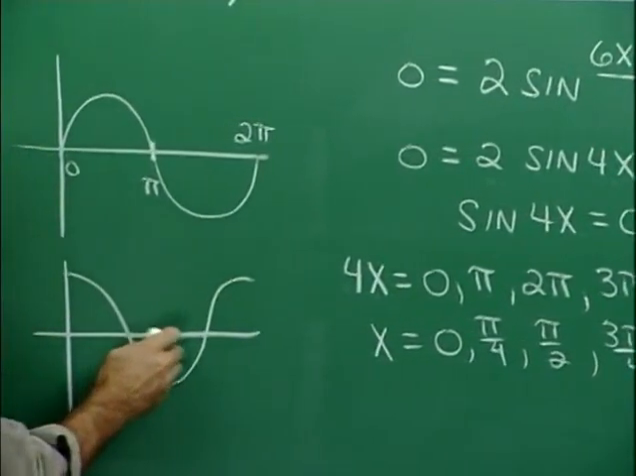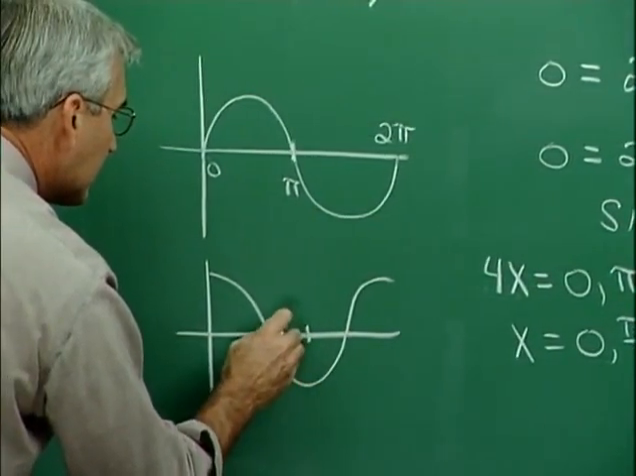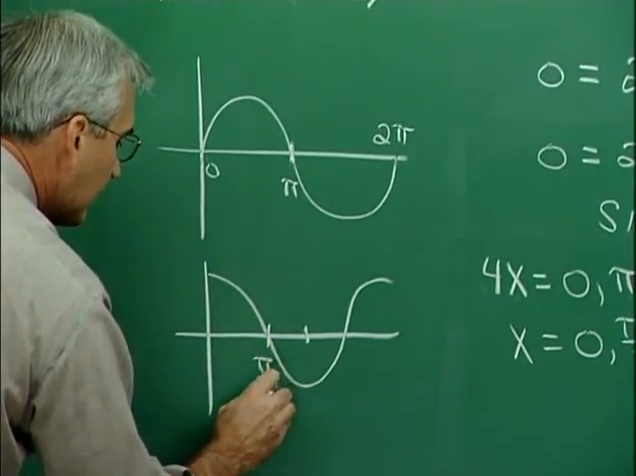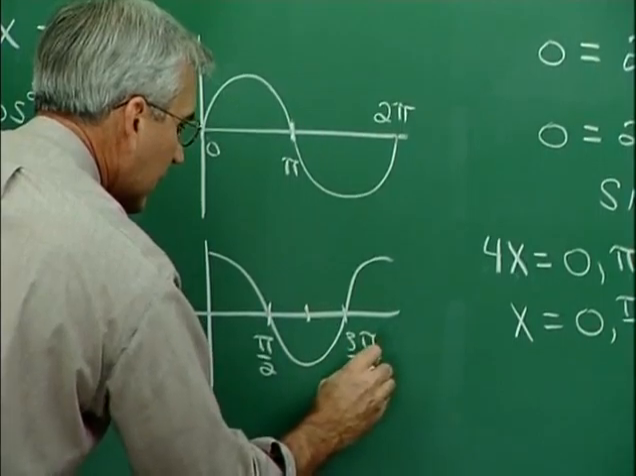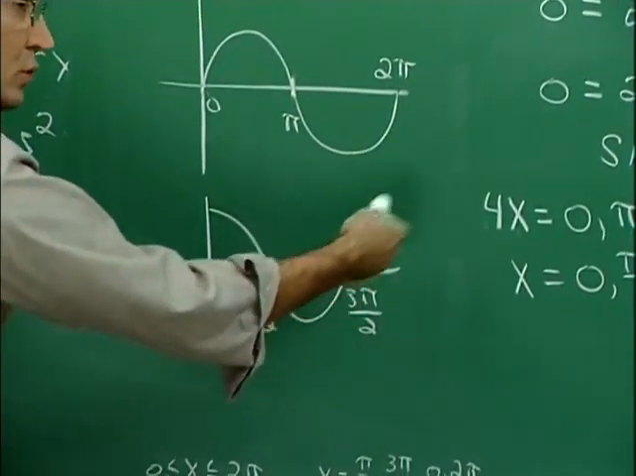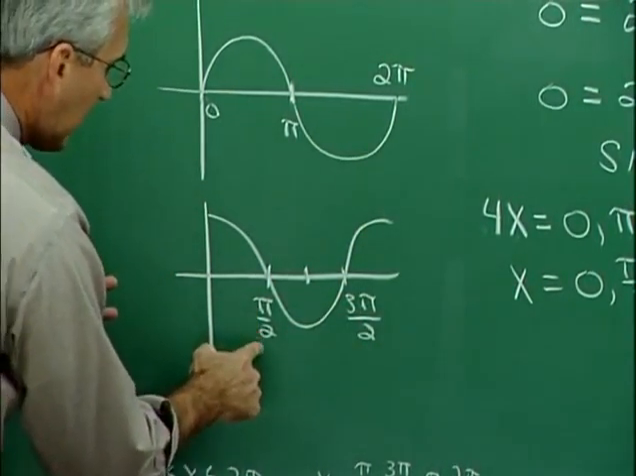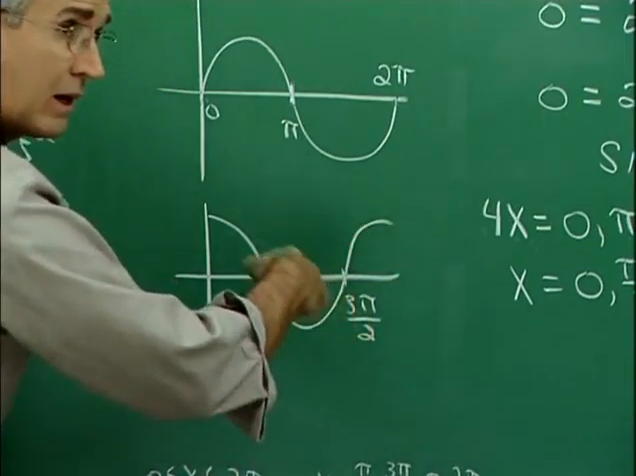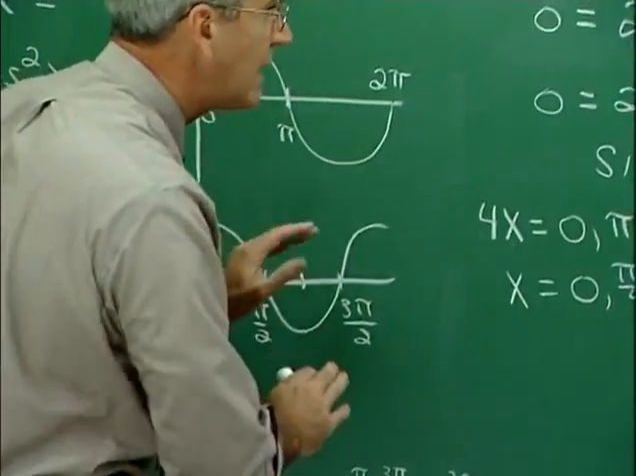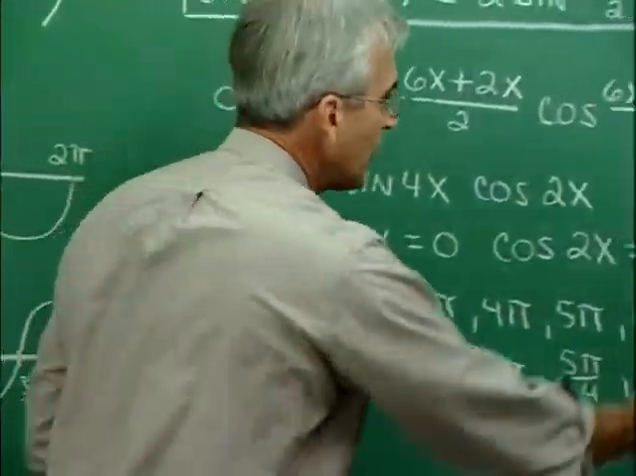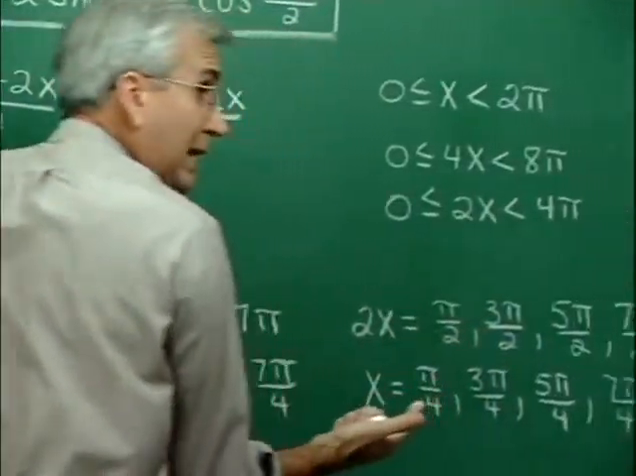You see, we look at a cycle of the cosine curve, and here's the pi over 2 and 3 pi over 2. And then we go through 2 cycles of this. You see, it's pi over 2, 3 pi over 2, 5 pi over 2, and 7 pi over 2. Okay, so that's the idea. Now that's 2x though. 2x takes on these values. So what would x take on?